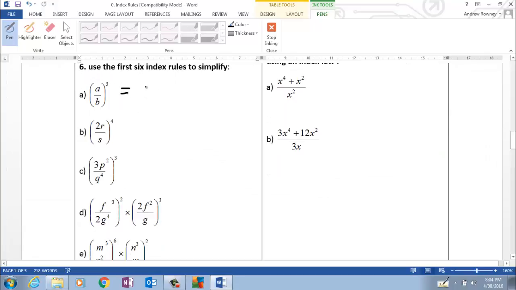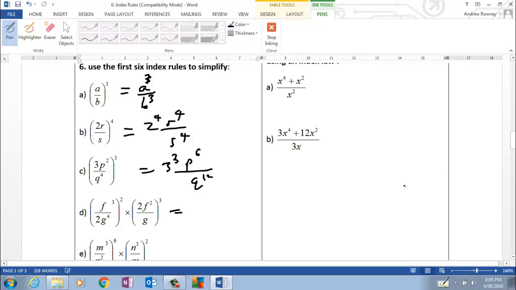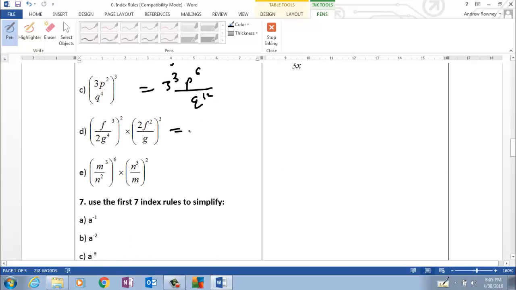So this one here, you'll have a cubed and b cubed. The power goes in with both of them. This one here is 2 to the 4, r to the 4, s to the 4. This one here is 3 cubed, p6 on q12. This one is f6 on 2 squared g8 and times by 2 cubed times f6 on g cubed.